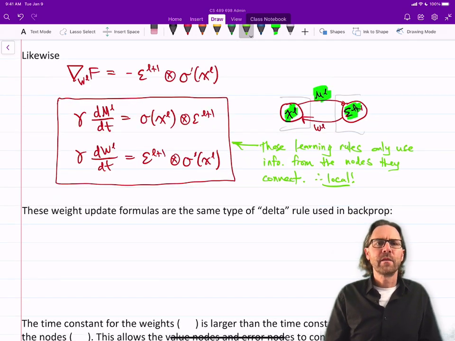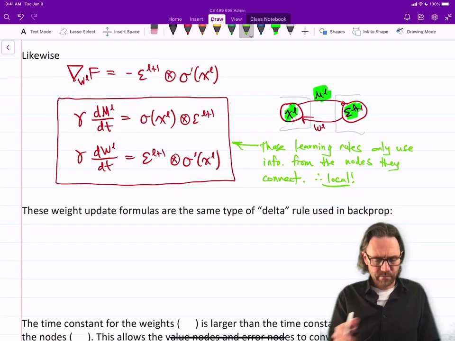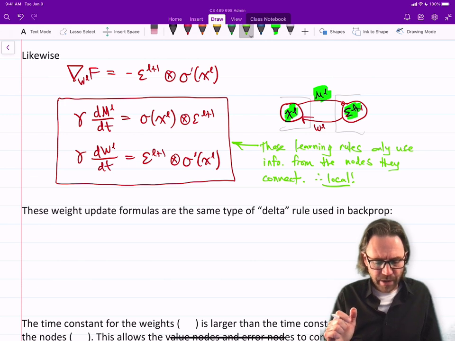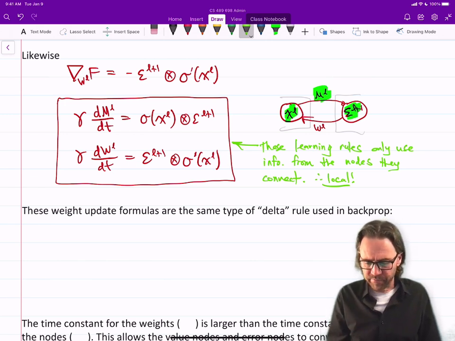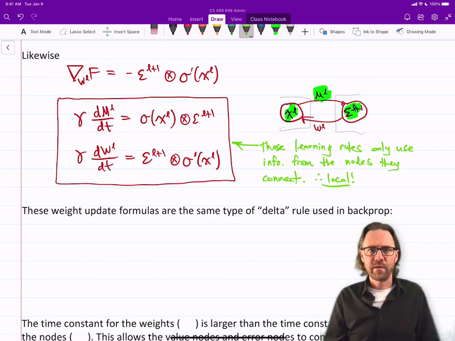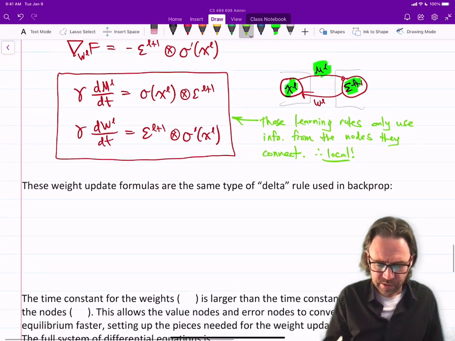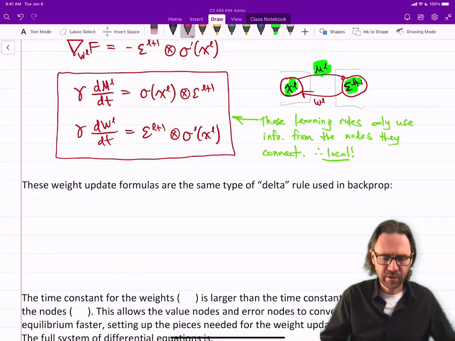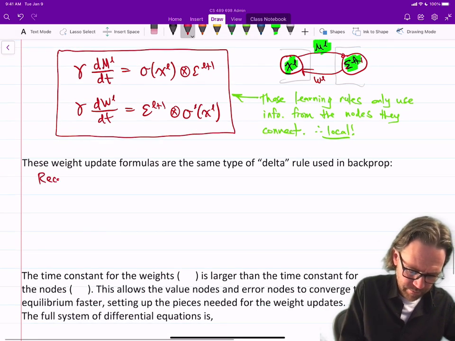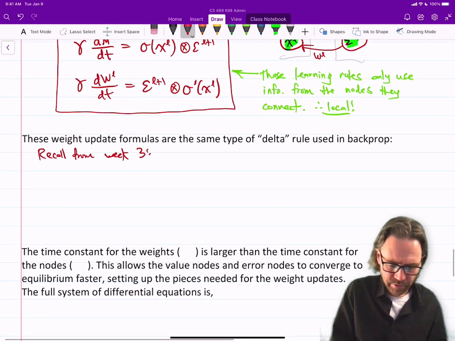Okay. Now, these weight update formulas are the same type of delta rule that's used in backprop. So again, from week 3, I wrote down a learning rule like this.